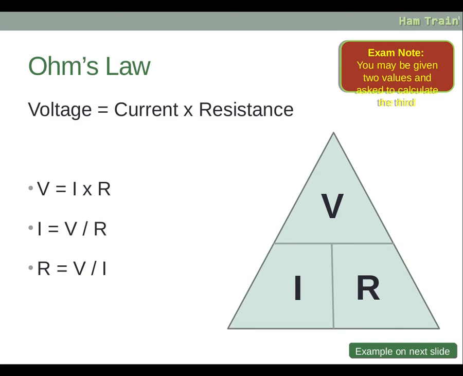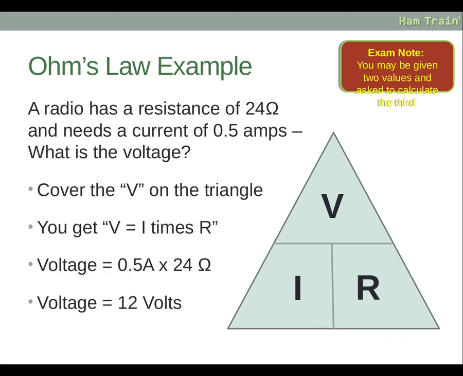We'll go through an example now. So a radio has a resistance of 24 ohms and needs a current of half an amp. What is the voltage? So because we want to calculate the voltage, we'll cover the V with our hand, and we end up with I times R. So we put the numbers into that, half an amp times 24 ohms, and this gives us a value of 12, and it's 12 volts because it's voltage that we're calculating.